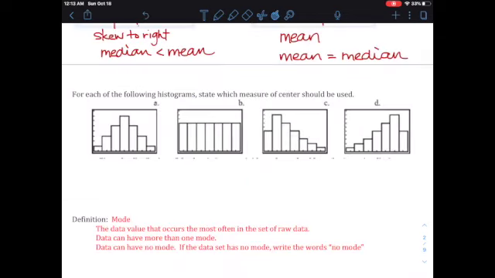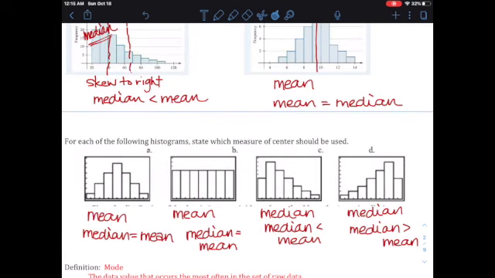For each of the following histograms, state which measure of center should be used. Pause here. I will put down the answers, but you can check them after you write down your answer. Here are the answers, and I also stated whether the median and mean are equal to each other, or greater than or less than. I hope you also have an understanding of that.